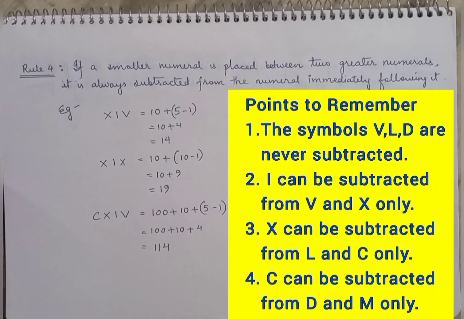Here we have to keep in mind a few exceptions. First, the symbols V, L and D are never subtracted. Second, I can be subtracted from V and X only. Third, X can be subtracted from L and C only. And fourth, C can be subtracted from D and M only.